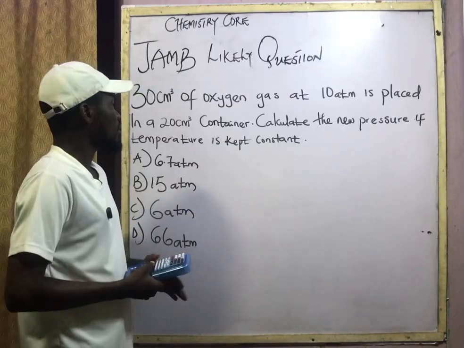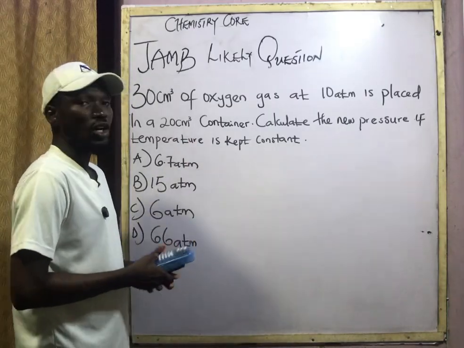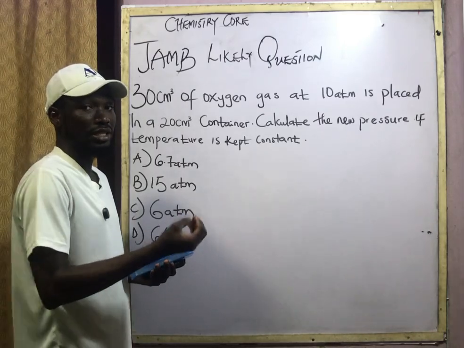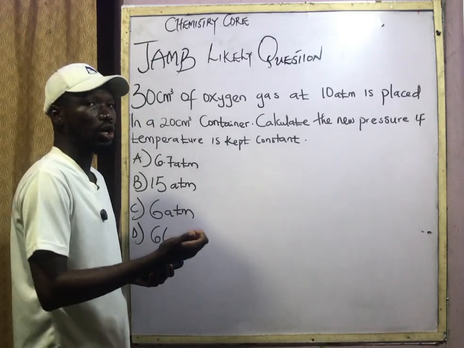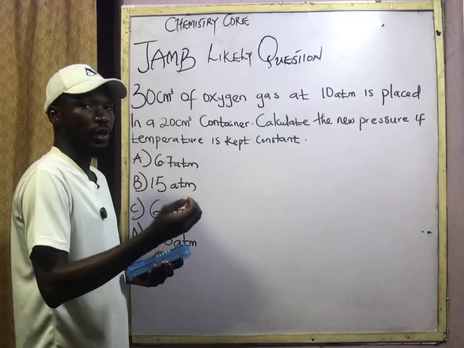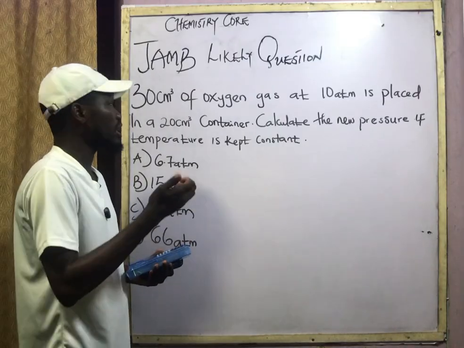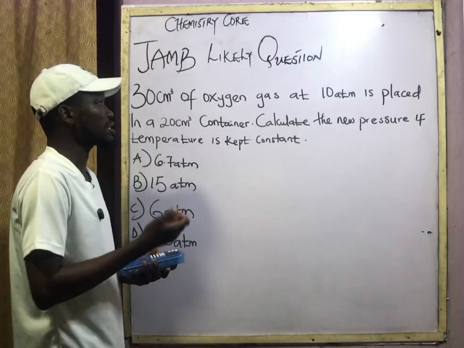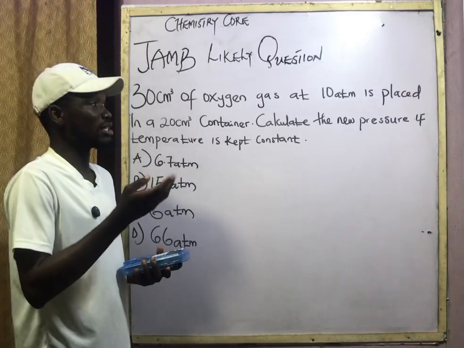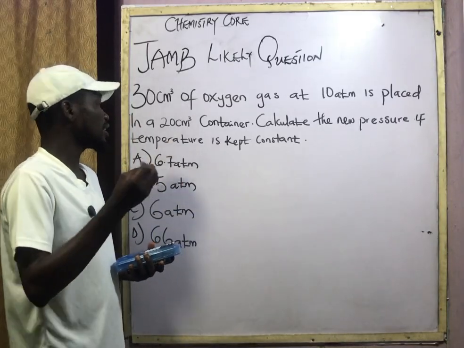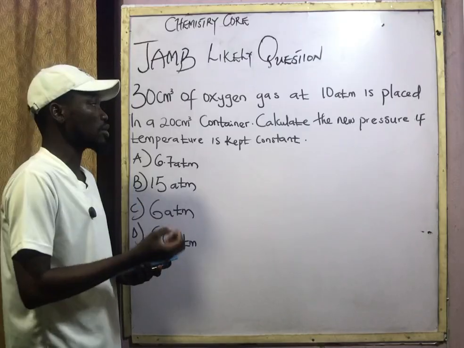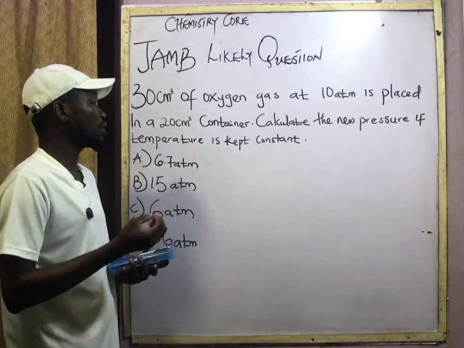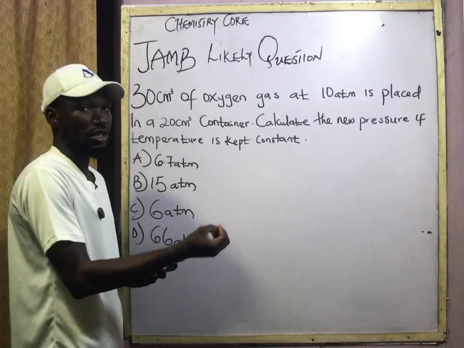So guys, for this question, we are going to employ a particular gas law called Boyle's law. But before we employ Boyle's law, let's read the question together. 30 cm cube of oxygen gas at 10 atm is placed in a 20 cm cube container. Calculate the new pressure if temperature is kept constant.